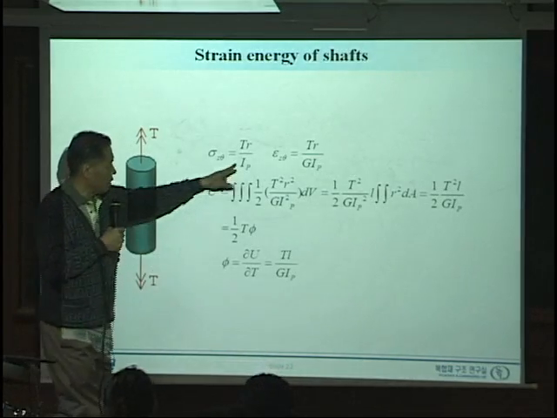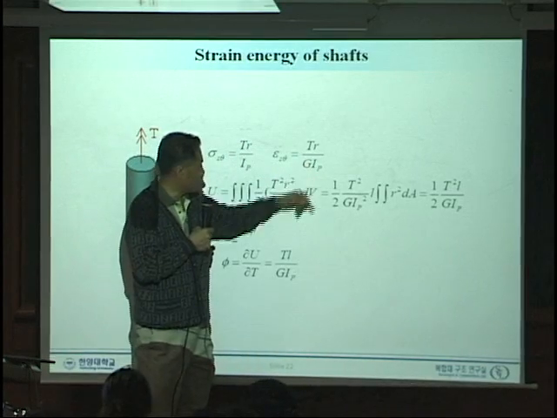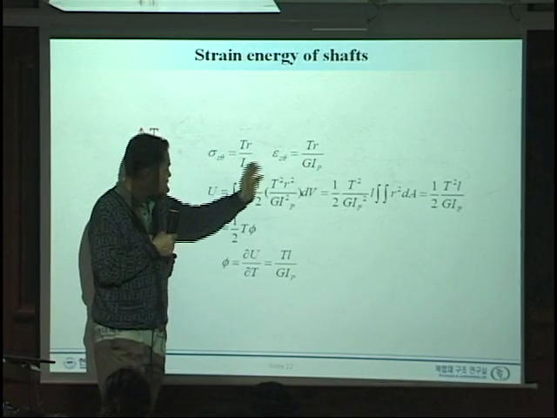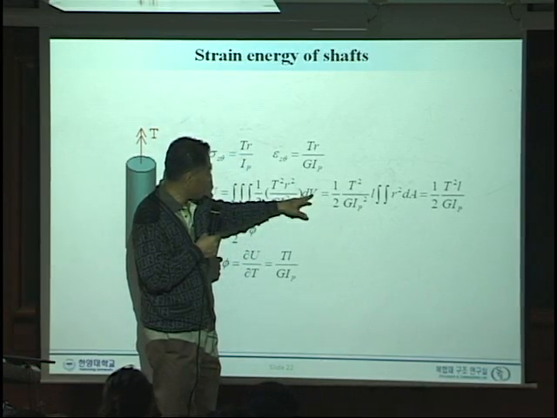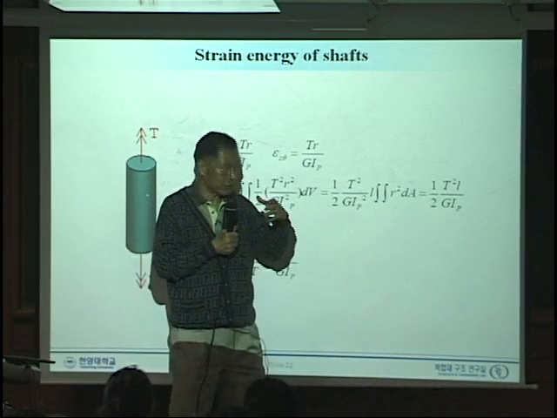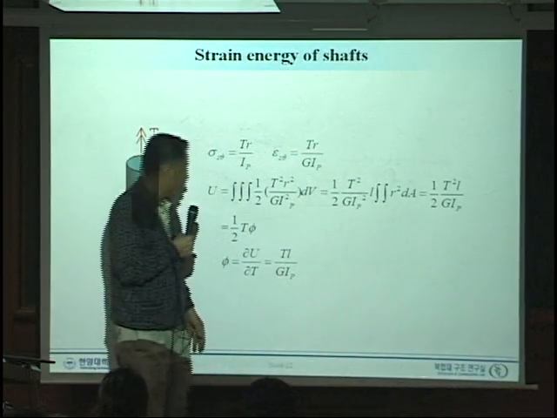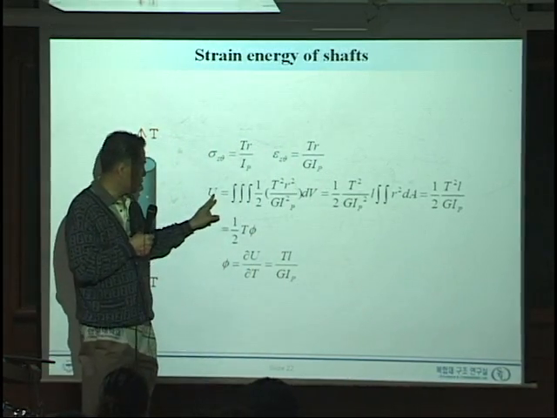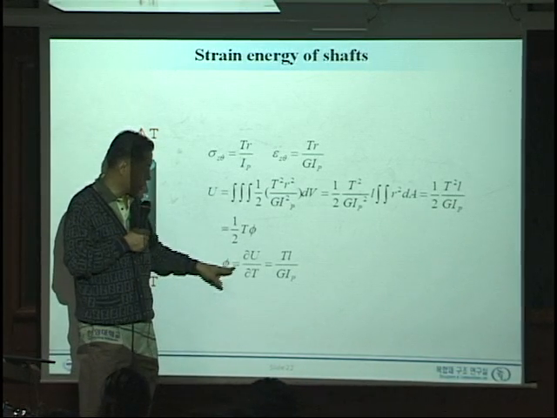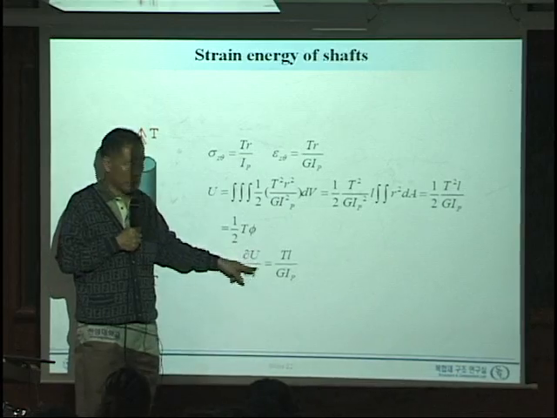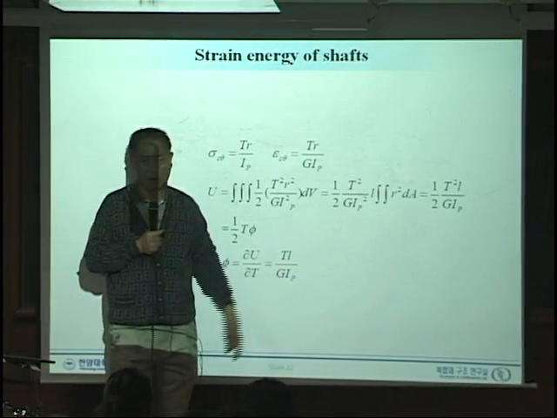Same for torque. Torque is T, I, R, and divide by G. Same, you just multiply and integrate. And remember, dL is the cross sections and lengths, and there is one I here. And once you get this U, the deformation, the rotation is simply given as the derivative of U with respect to T, and you get TL over GI.